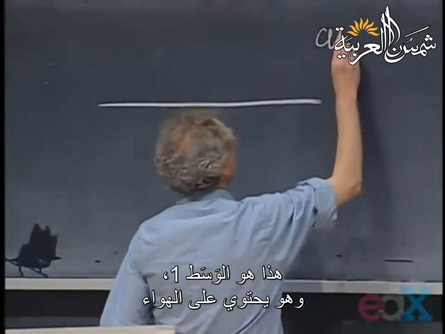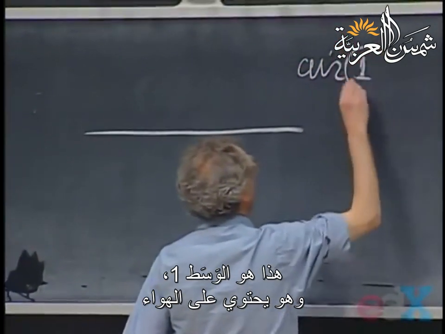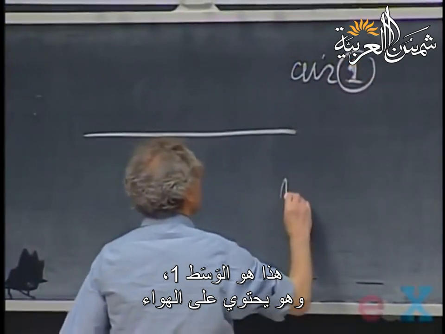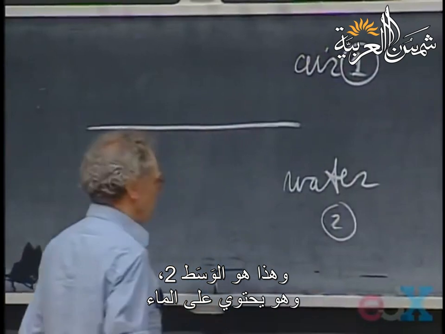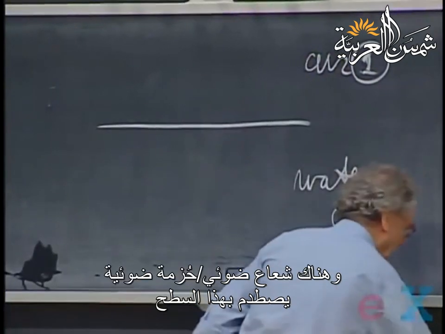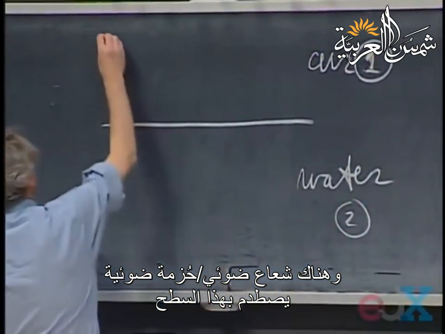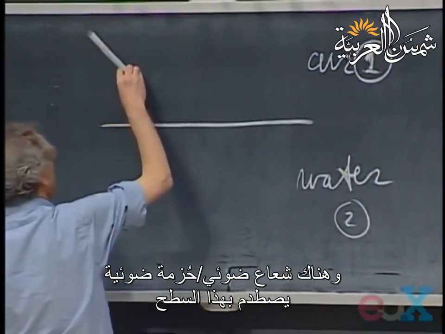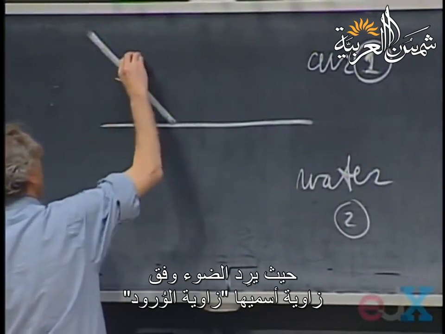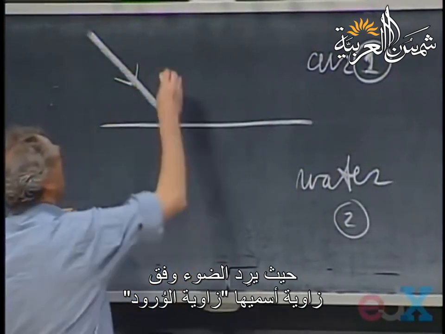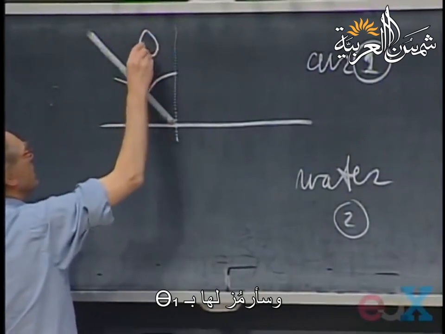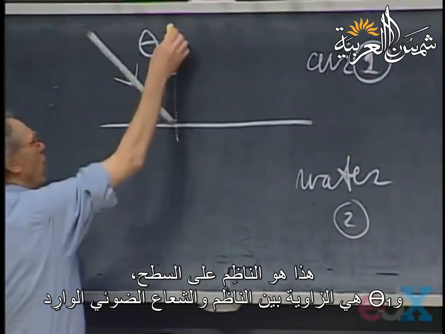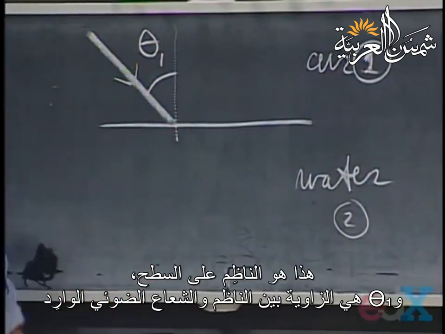Say this is air. I call that medium 1. And this is water. Call that medium 2. And I have a light beam that strikes this surface. Light comes in like so. And I define this angle as the angle of incidence, and I call that theta 1. This is the normal to the surface.